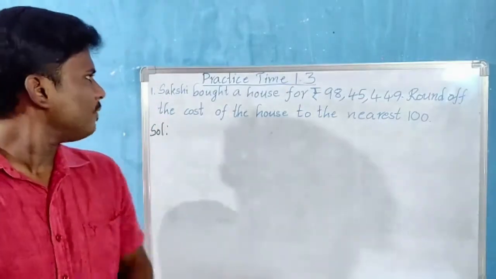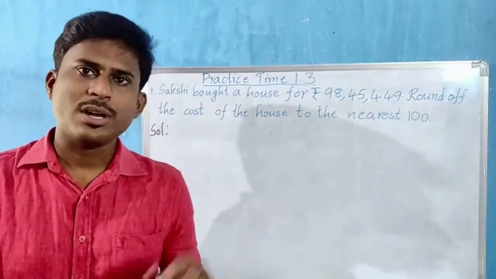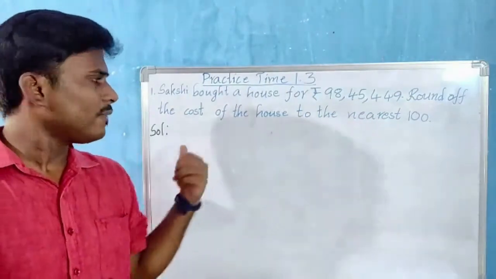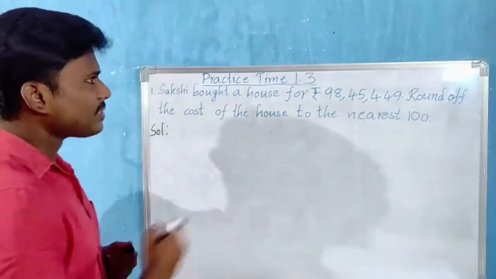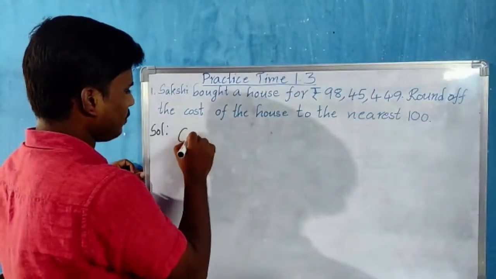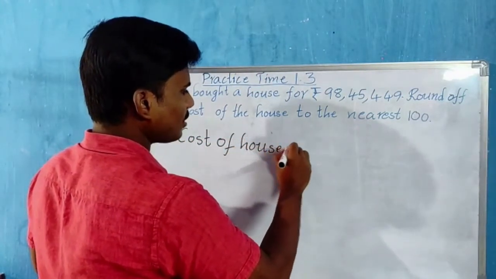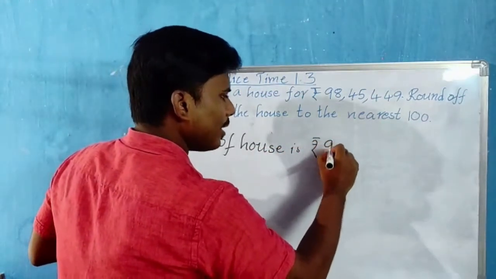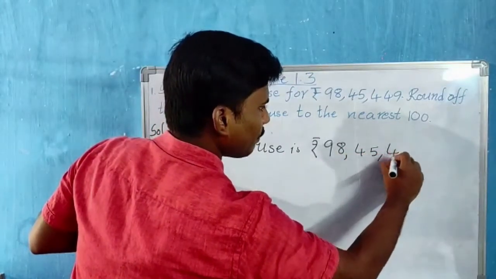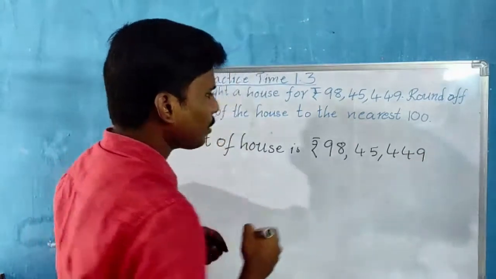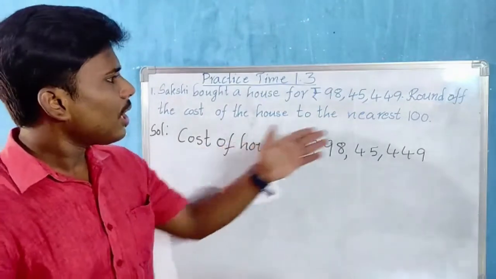Practice time 1.3. First question. Sakshi bought a house for rupees 98,45,449. Now round off the cost of the house to the nearest hundreds. So first of all, let us write the cost of the house here. What is the cost of the house? Cost of the house is rupees 98 lakh 45,449. Now what is the question? The cost should be written to the nearest hundreds.